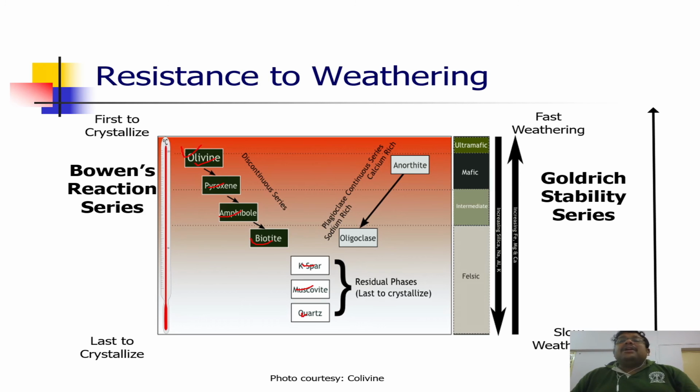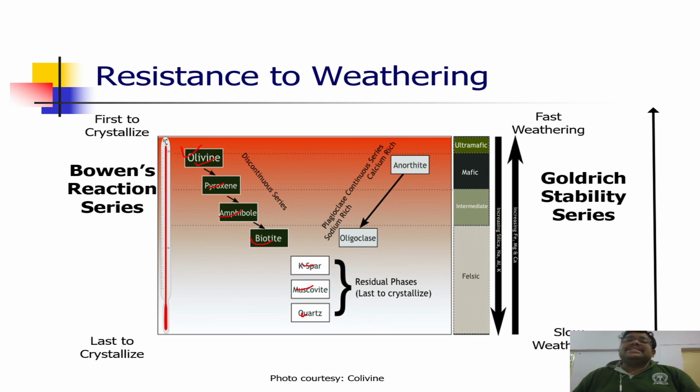Okay, there is another series with anorthite and oligoclase. These are feldspars also. We can see that anorthite forms in the first stage of crystallization. So it is first to crystallize, followed by oligoclase, and then potassium feldspar, muscovite, and quartz. So this is called the Bowen reaction series. Now another is called the Goldich stability series.